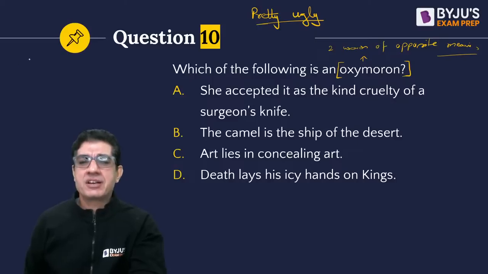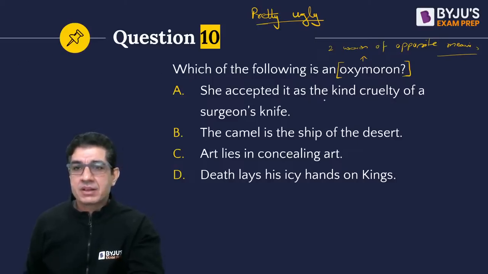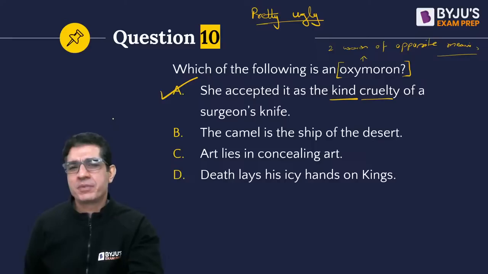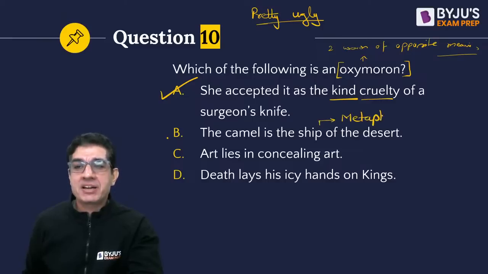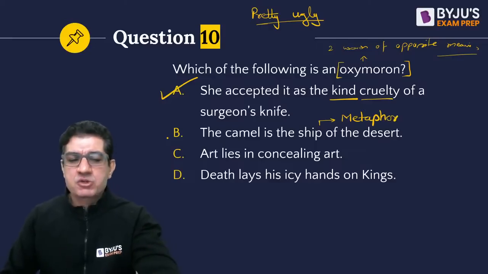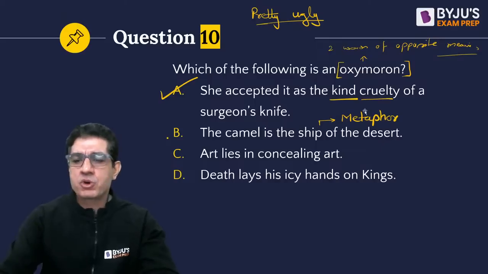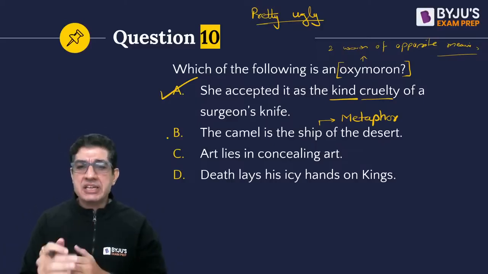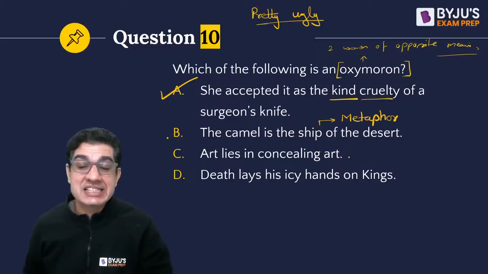So in this particular case, you see this kind cruelty. That's an oxymoron. If I look at B, the camel is the ship of the desert. I think most of you already know that it is a metaphor. Absolutely, the small crowd definitely will be an oxymoron. Absolutely, yes. Then if I look at C, art lies in concealing art.